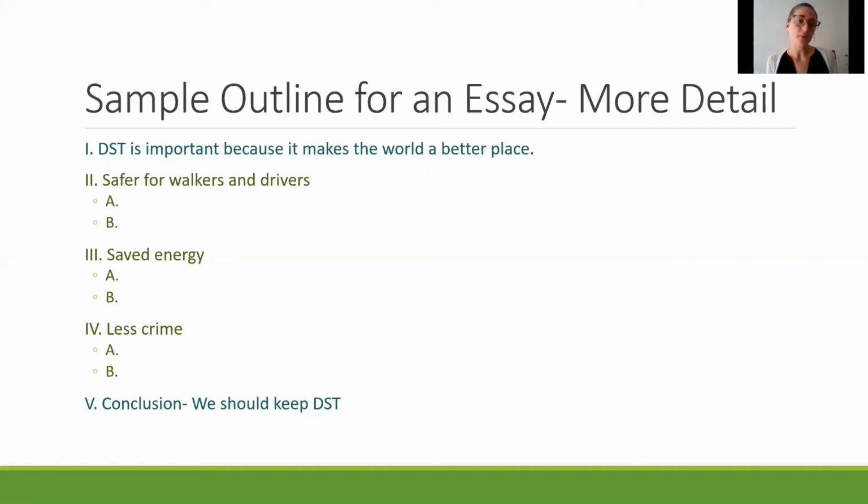So here I would say, okay, for my first body paragraph, which is Roman numeral 2, I can see how it is safer for people driving because they can see people a little bit easier in the daylight. I can see, if we talk about the saved energy, that 1% of energy that was saved. I can look at the less crime because people are spending more daylight hours than they would hours in the dark when more crime happens.